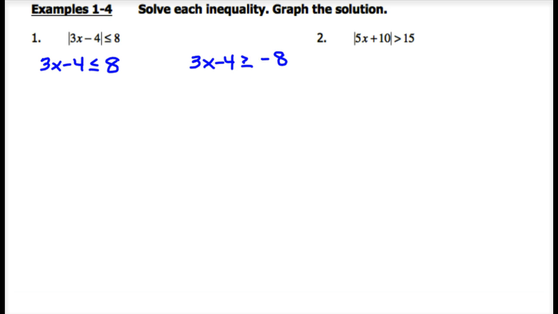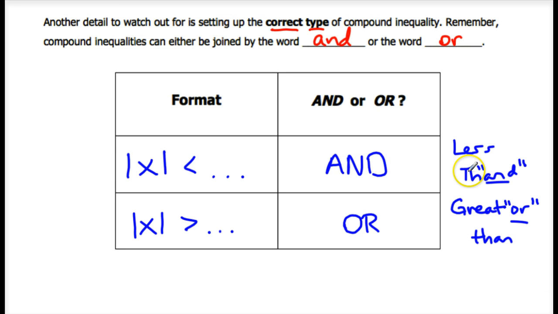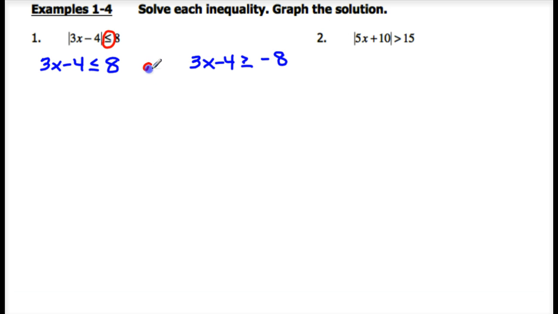In between, you're going to put either the word and or the word or. You're going to get that word from this inequality sign right here. What's the inequality sign when your absolute value expression is on the left side? This is a less than, and so going back to your chart over here, we know that for less than, we use the word and in between. So this is going to be an and compound inequality.